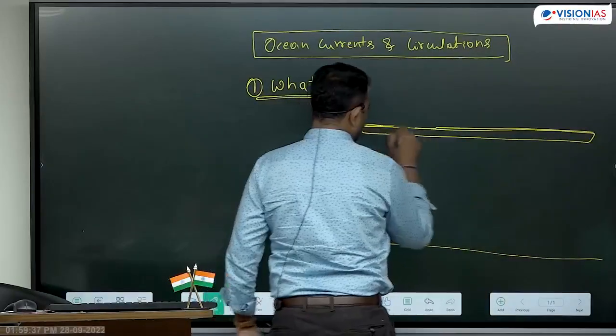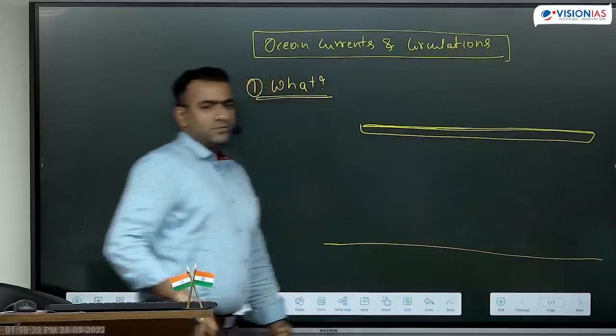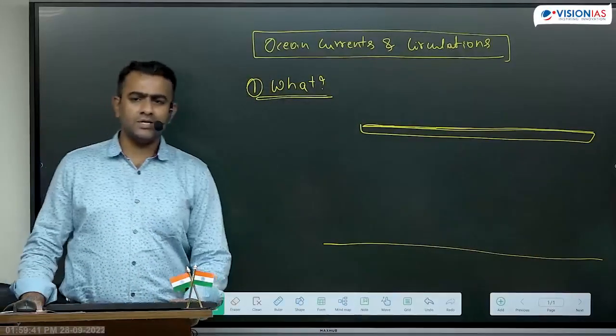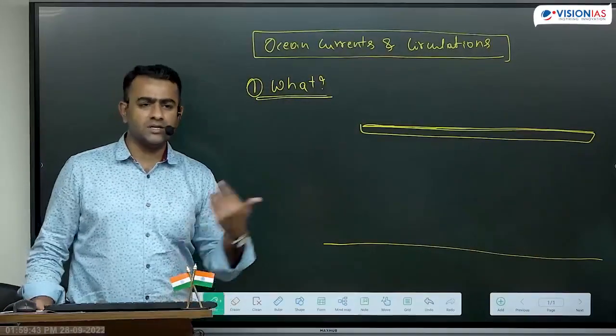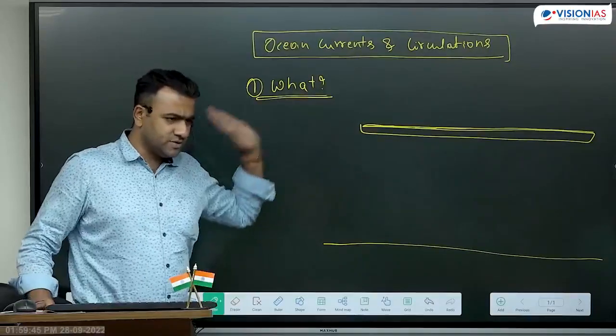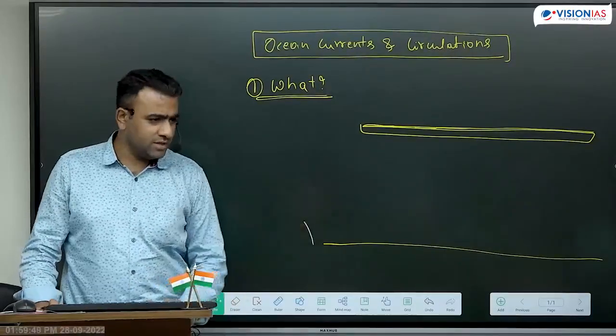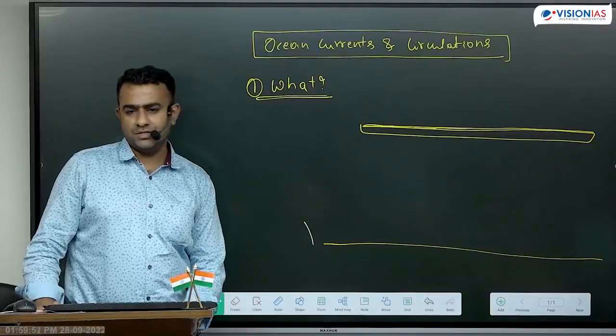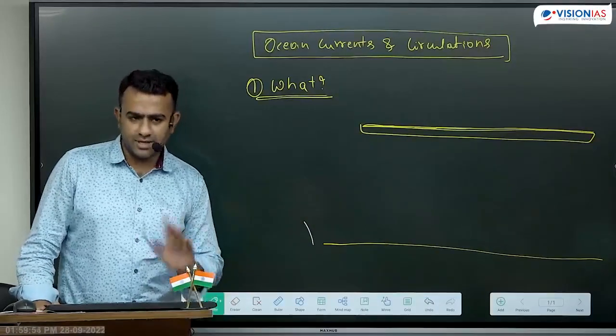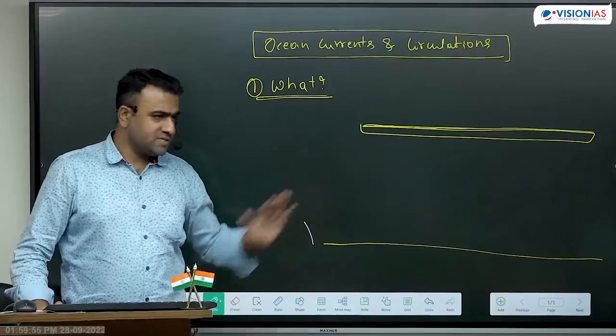You feel them only in the topmost layer. Technically they should be referred to as surface ocean currents, but general ocean currents refers to the surface ocean currents only. What moves in deep water is called by a different name. They are called thermohaline circulations and deep ocean currents. Okay, we will talk about them separately.